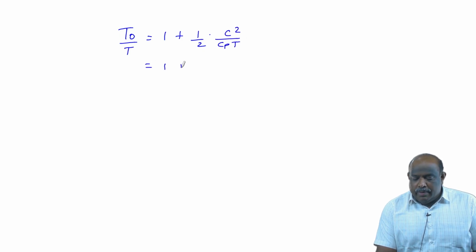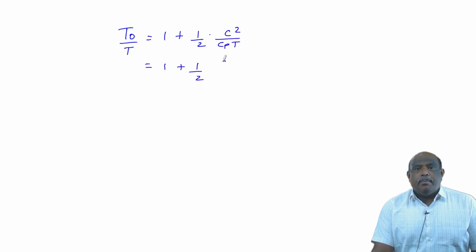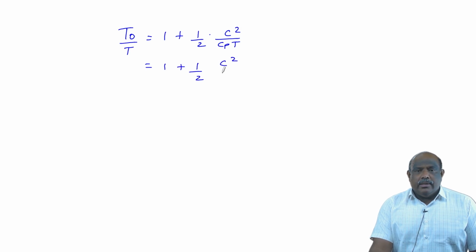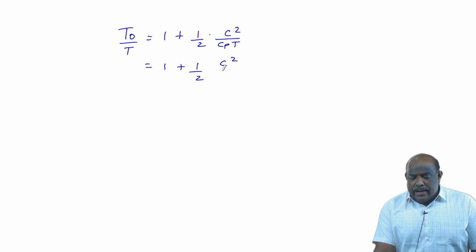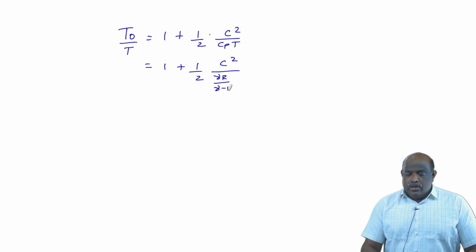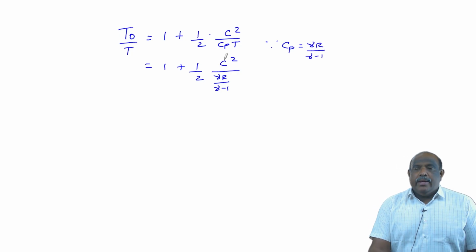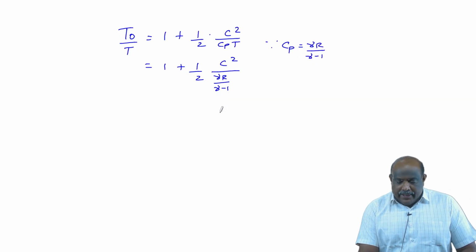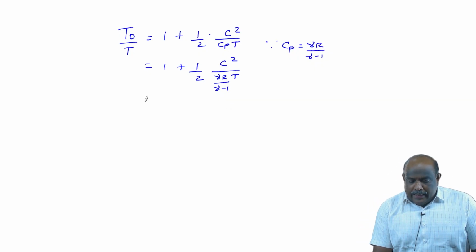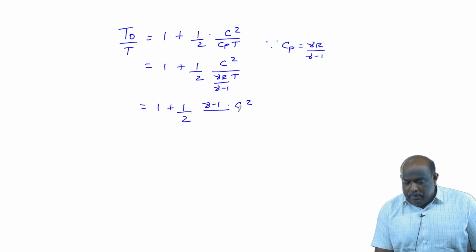So, what is Cp in terms of gamma and R? In the previous section we have derived it, so I will directly take the value: it is nothing but gamma R by gamma minus 1. Students, you should know that Cp is given as gamma R by gamma minus 1. So, substituting for Cp, it becomes gamma R by gamma minus 1 into T. So, I can take this as 1 by 2 into gamma minus 1 into C squared by gamma R T.